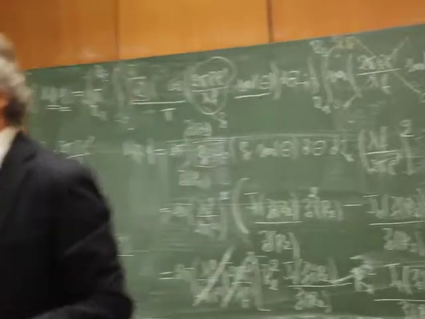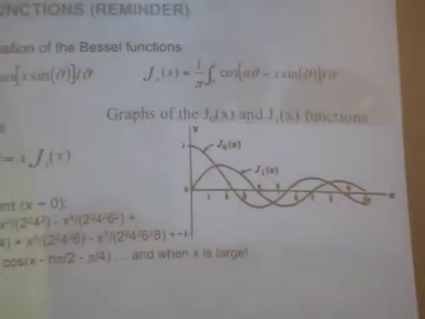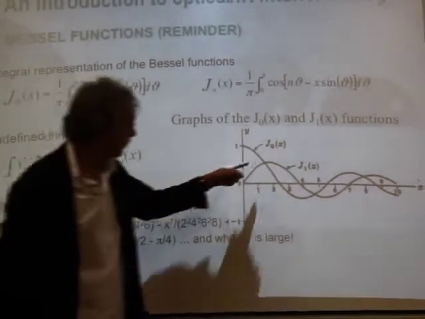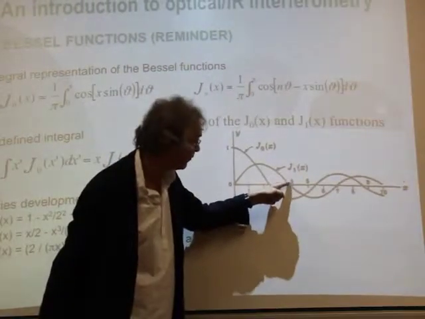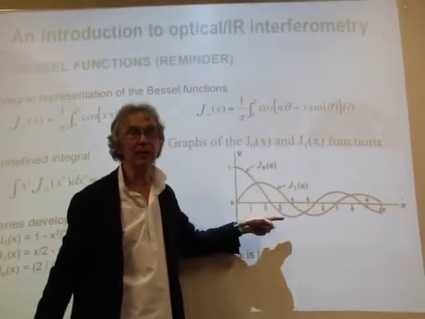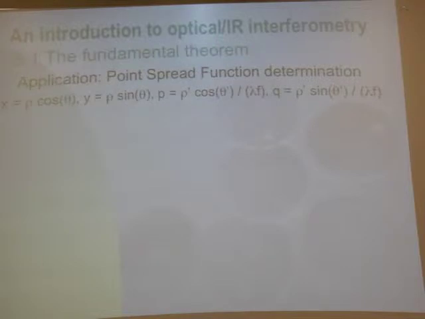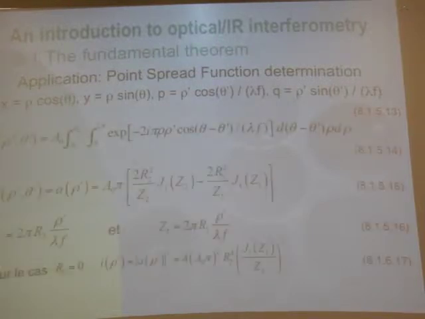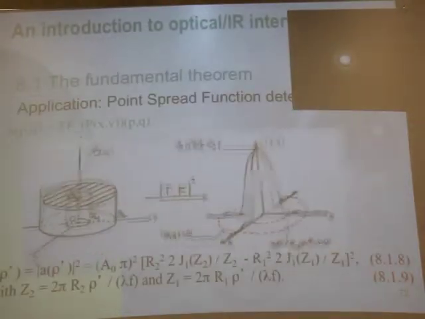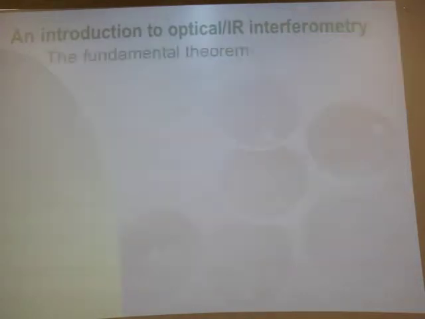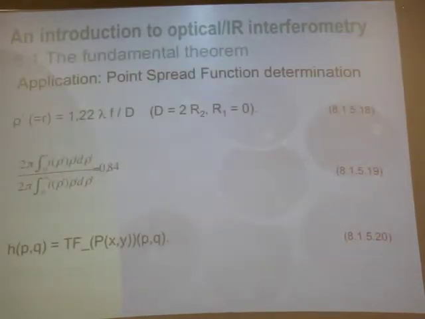Now, just to terminate, I show you once more this diagram, that the first order Bessel function gets null for the value of x equal 3.9. So you see. Okay, so this is a demonstration in the notes, the results. And now here it's easier.